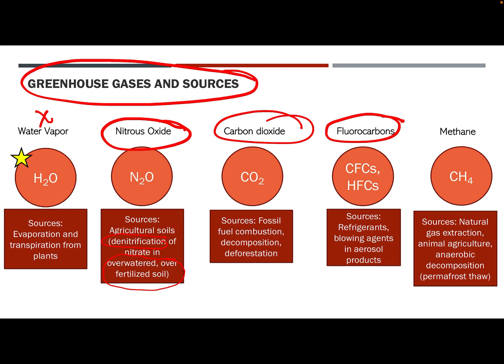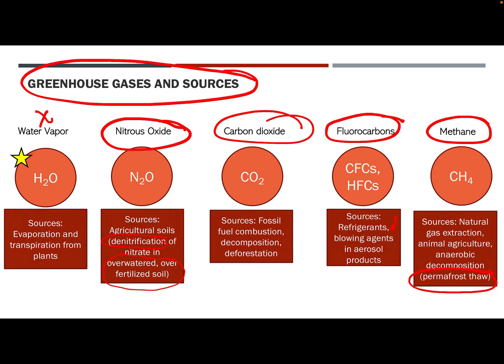We've recently met the fluorocarbons, chlorofluorocarbon and hydrofluorocarbon. These come from refrigerants, things that keep our food cold, blowing agents, and aerosols, so hairspray. And then we've got methane, which comes from natural gas extraction, animal agriculture, cow burps, cow farts, and anaerobic decomposition, which we see when our permafrost is thawing. So here are the big 4 greenhouse gases.